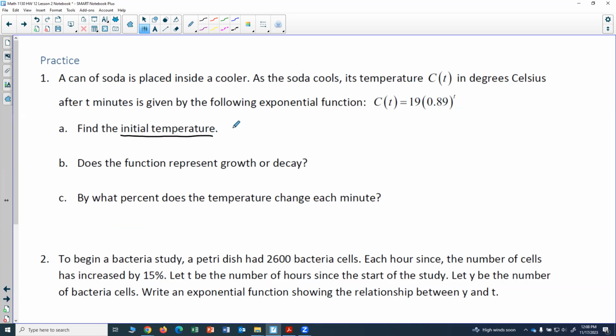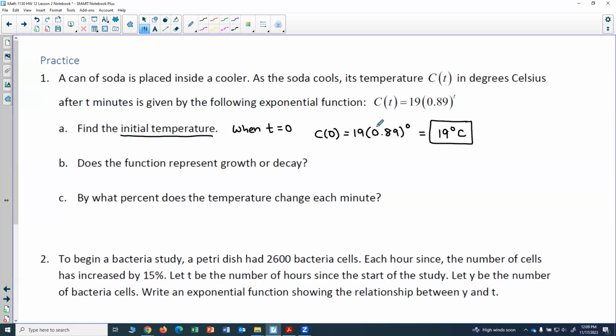The initial temperature is going to be when t equals 0. And so we'll get C of 0 is 19 times 0.89 to the 0th power, and anything to the 0th power is 1. So this would just be 19 degrees Celsius. So that will be our initial temperature. Notice that was also just the number that was written in front. A is our initial temperature in the a times 1 minus r to the x power, or t power in this case.